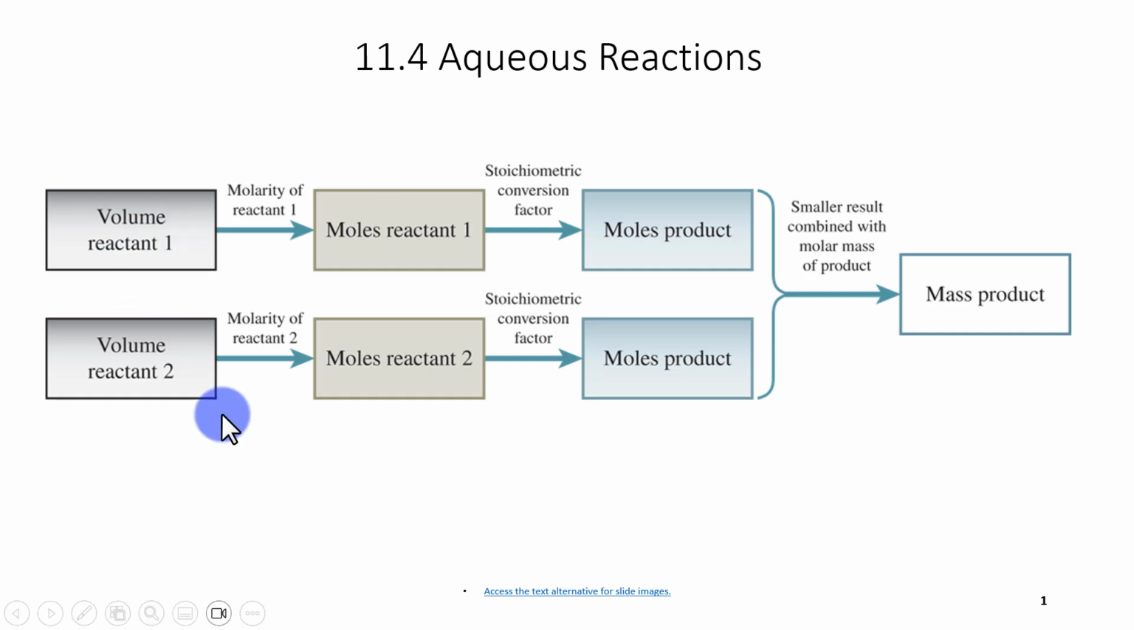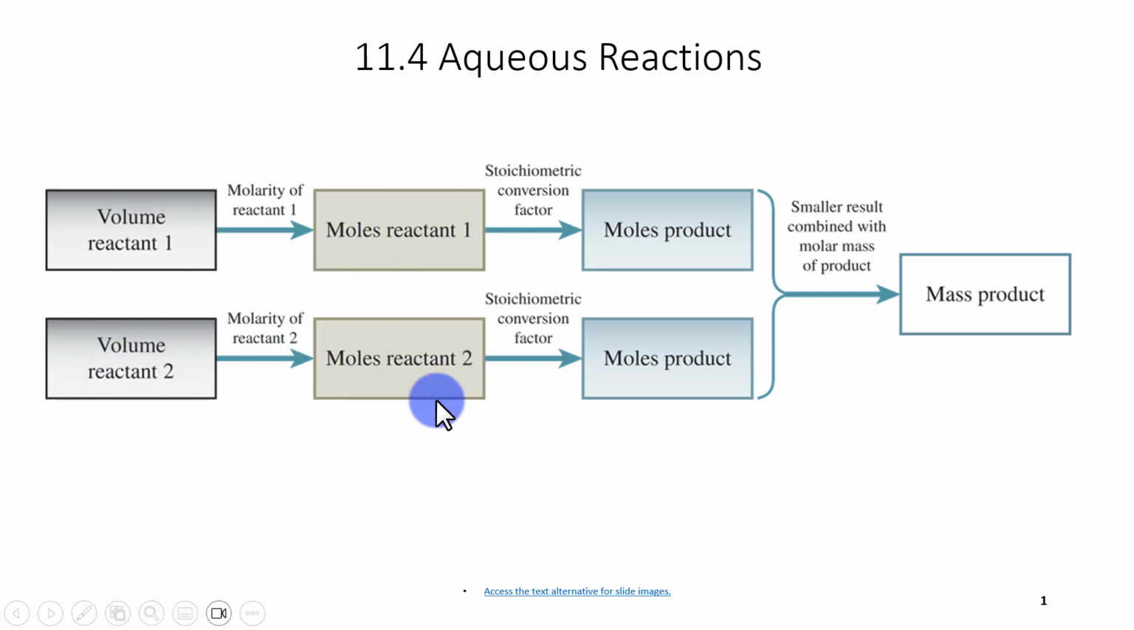How do we do that? Typically, we are going to be given a volume of a reactant and a molarity of a reactant. And I can use both of those pieces of information to calculate the moles of the reactant. Remember that molarity is moles per liter. So if I'm given molarity and I'm given a volume, I can calculate moles. I can do that for both reactants.